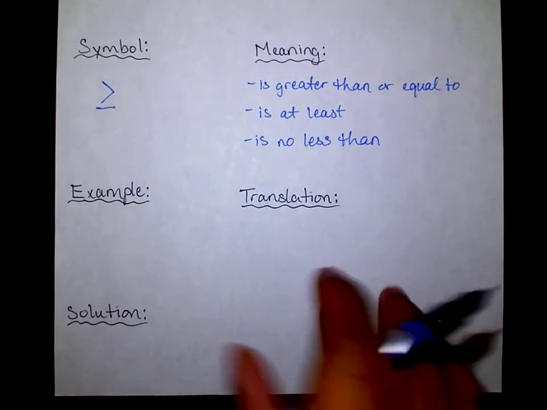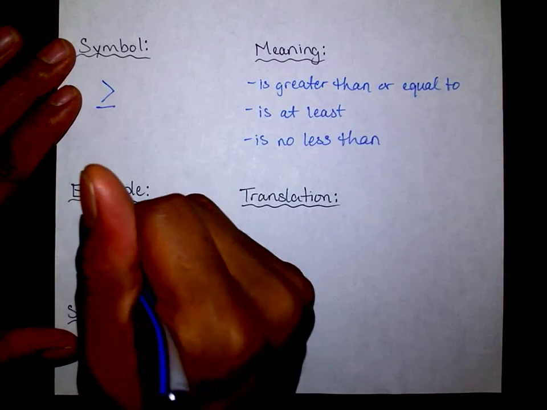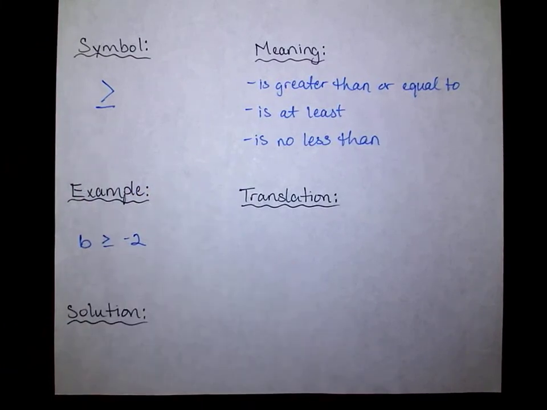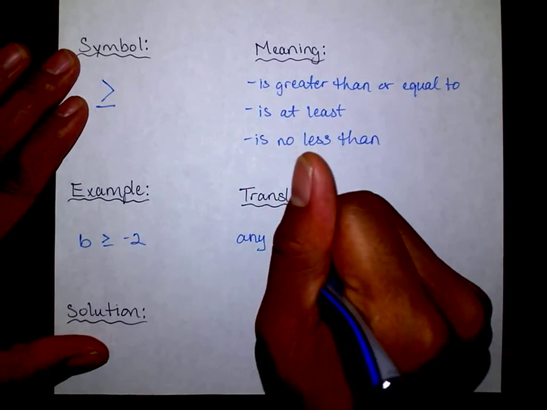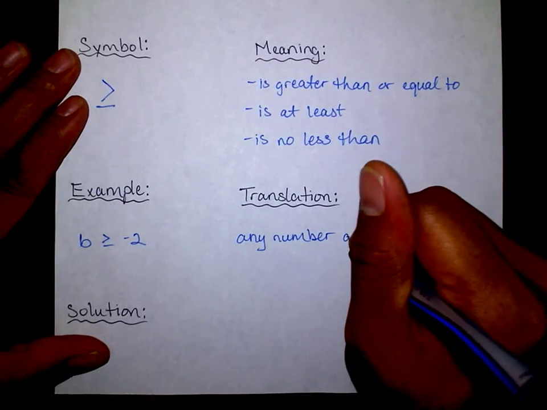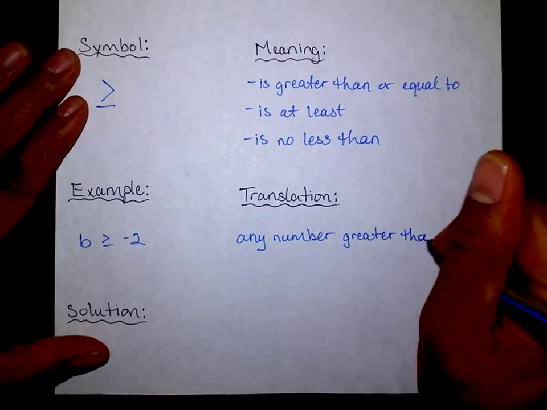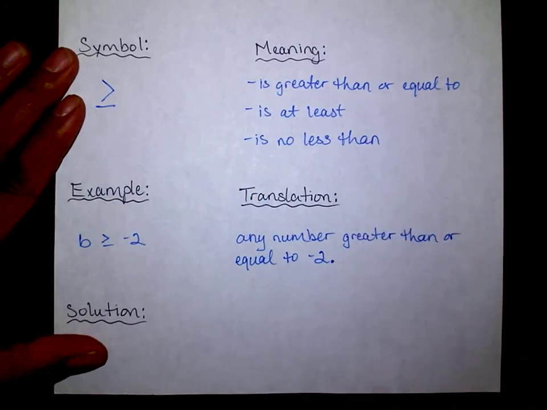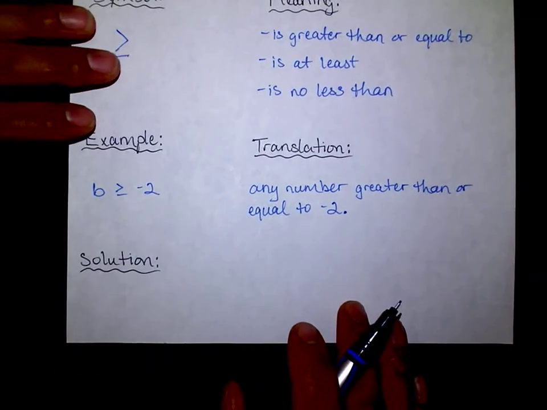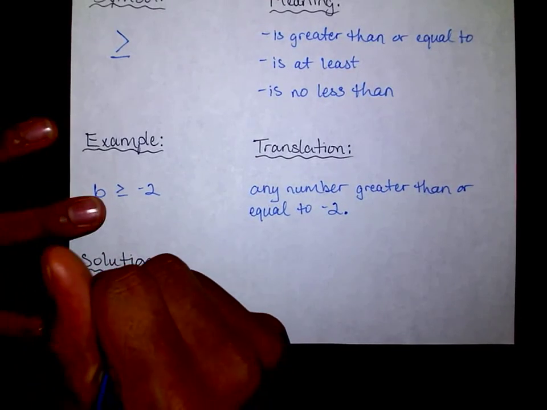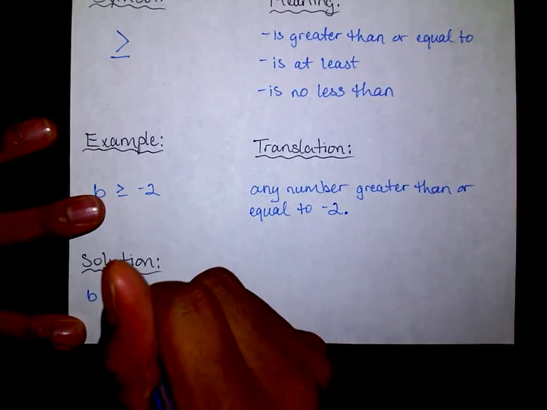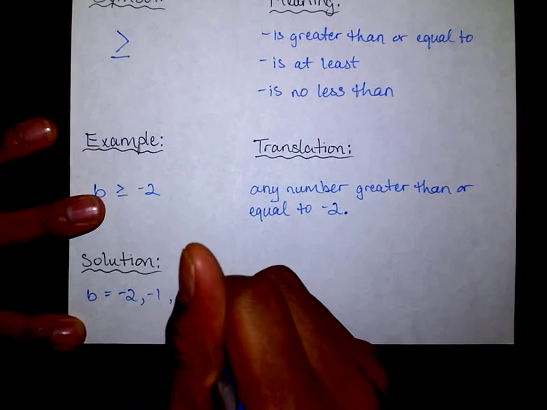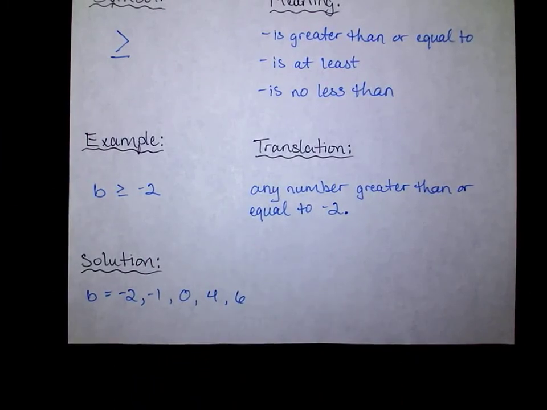An example of this one could be b is greater than or equal to negative 2. Translation: any number greater than or equal to negative 2. And some good solutions for this one would be, of course, negative 2, and the first number that I can think of that is bigger than negative 2, and now even 0, 4, 6. Any one of these numbers or anything bigger than 6 and definitely greater than or equal to negative 2 would fall into this solution set.